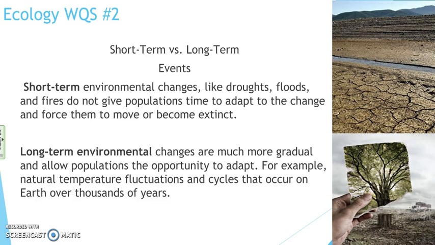Think about some events that we've talked about. For example, Pangea. Pangea took thousands and thousands of years and went through different types of transitions in temperatures. Think about now. Some people would say we're actually experiencing a long-term environmental change right now through global warming. But that's up for debate.